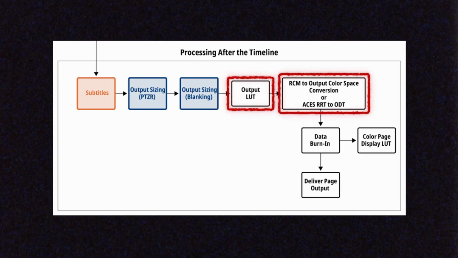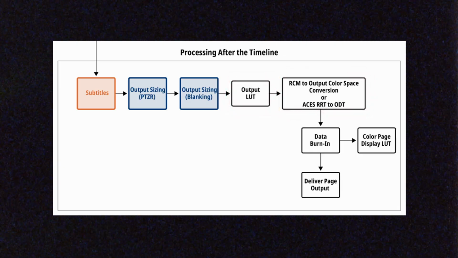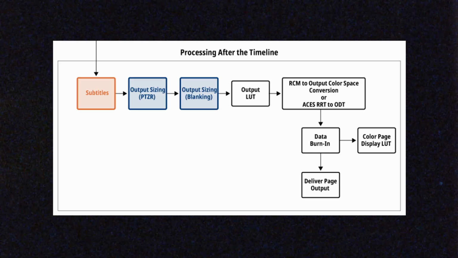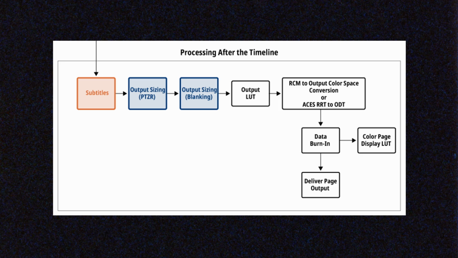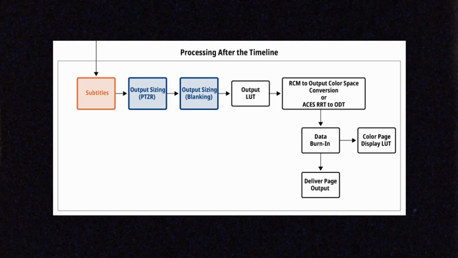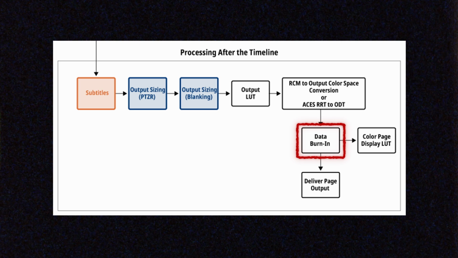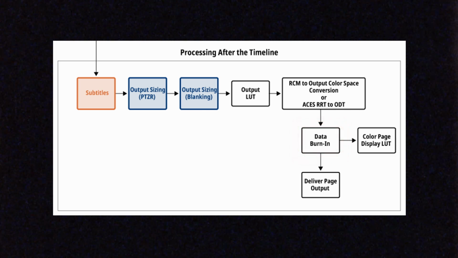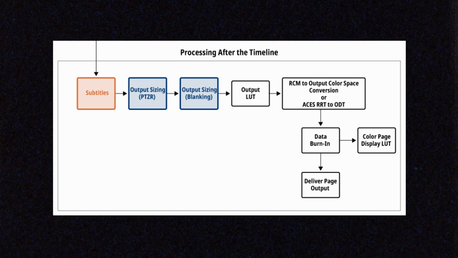And as with the input LUT and input color space, the output LUT and output color space are usually not used in the same project or in the same workflow because they serve the same purpose and it's usually one or the other. And after we finish the color page, then we have the data burn-in and the deliver page. So this is the broad order in which the images are processed inside DaVinci Resolve.